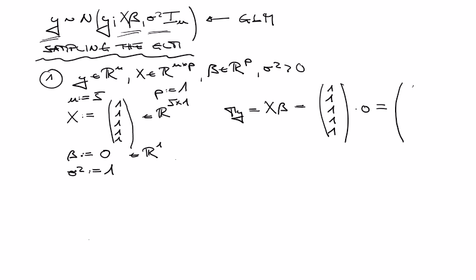Yeah, so it's a 0 vector. And for the covariance matrix of Y, we of course have 1 times I5, which we don't have to write down. I mean, you know what it is. It's just the identity matrix with all ones on the diagonal. So now you have specified the stuff on the right hand side, so the parameters.